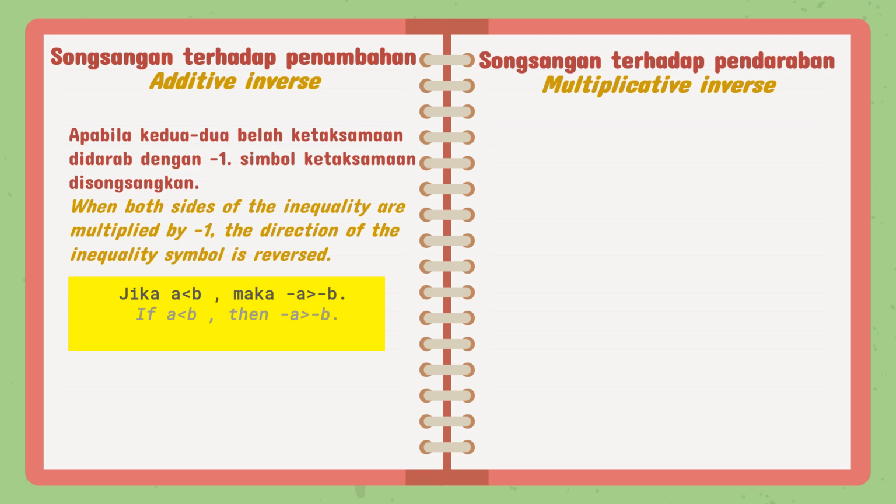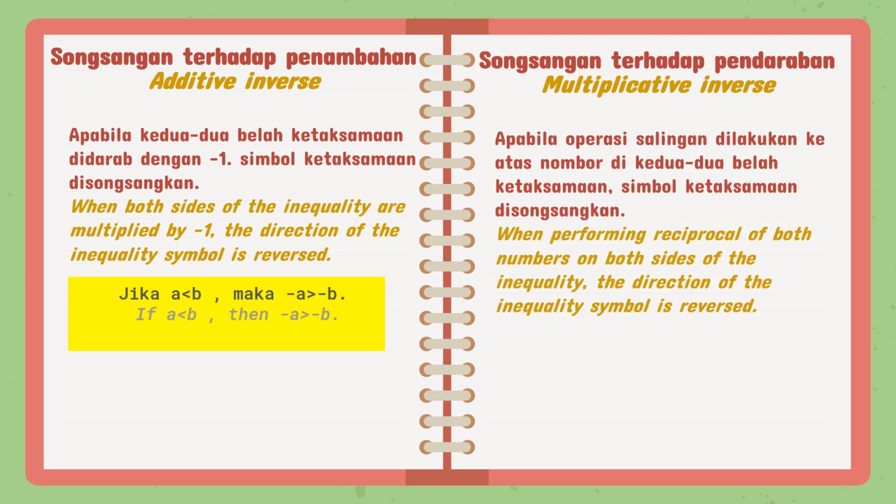The second one is multiplicative inverse. When performing the reciprocal of both numbers on both sides of the inequality, the direction of the inequality symbol is reversed. So if you have A less than B, then 1 over A is greater than 1 over B. Why do you have 1 over A? 1 over A is actually the reciprocal. We have 1 over something and 1 over something. Both the additive inverse and multiplicative inverse involve changing the symbol of the inequality.